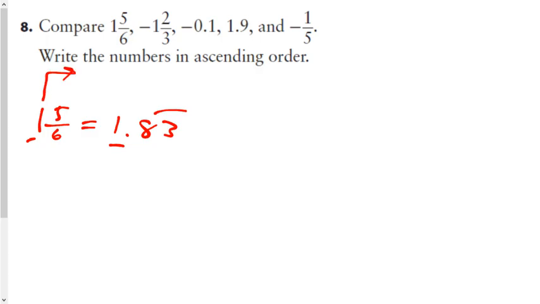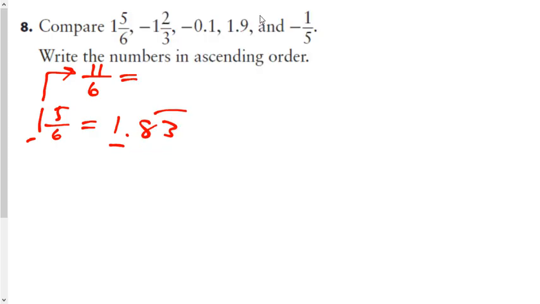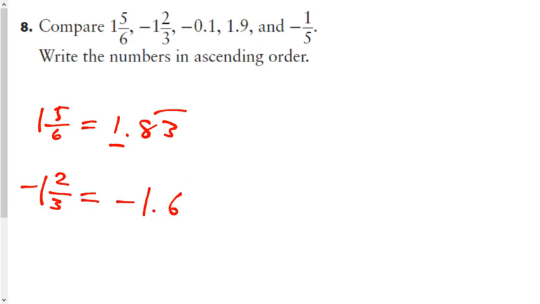Alternatively, if you don't like doing that because you're not 100% comfortable, you could have changed it to this and then just divided 11 by 6, and you would have got the same answer. Obviously, that's not needed because we understand whole numbers by grade 9. So that's that. Negative 1 2/3 is negative 1 and decimal 0.6 repeating. We probably know 2/3 from our experience with repeating decimals.